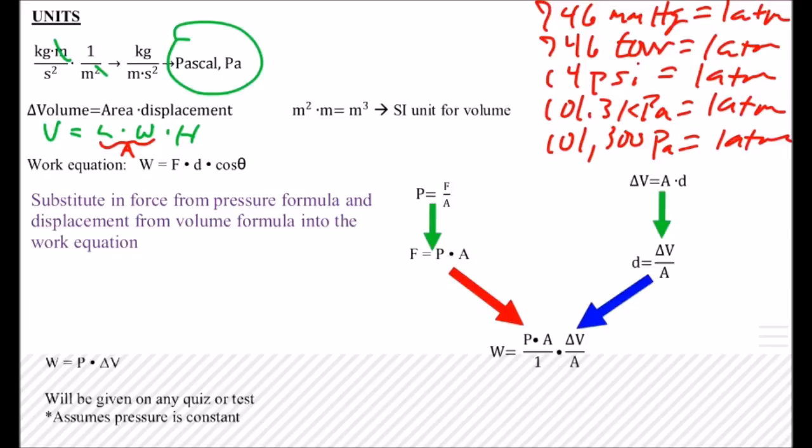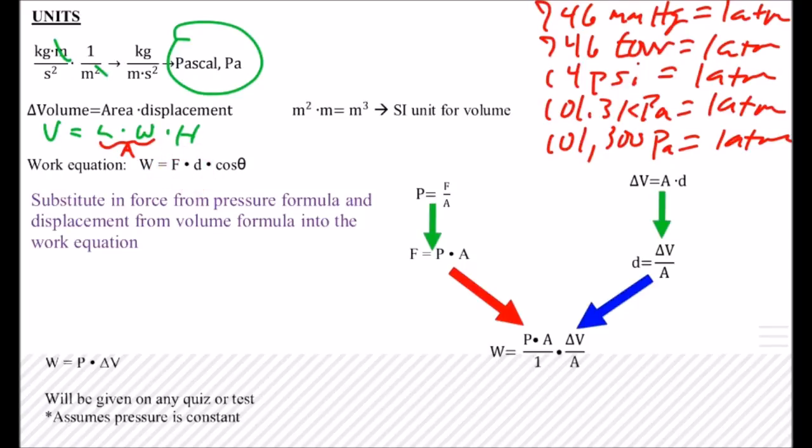All right, so if we take our normal equation for work equals force times displacement times the cosine of theta, and we are trying to figure out a new equation for work in relation to gases, we would do the following. We're going to substitute force from the pressure formula, so we're going to resolve the pressure formula for force, and we're going to substitute the displacement variable, that's this one right here, from the volume formula. So we're going to resolve this for displacement and plug both of those things into our work formula.